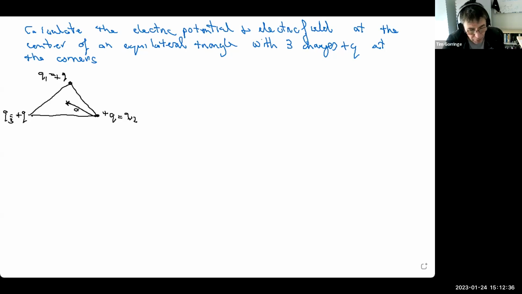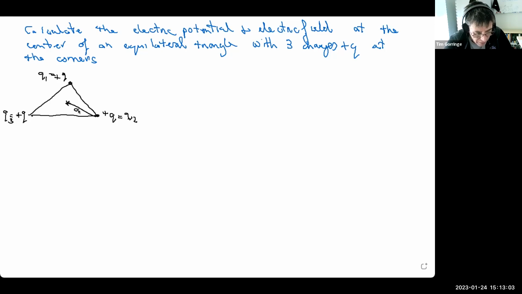So let's work through this problem. We've got three charges. They're all plus Q. They're all the same size and the same sign, and they're located at the three corners of an equilateral triangle. That's a triangle with 60 degrees in each of the corners. And we're asked to figure out the electrical field and the electrical potential at the center of the triangle.